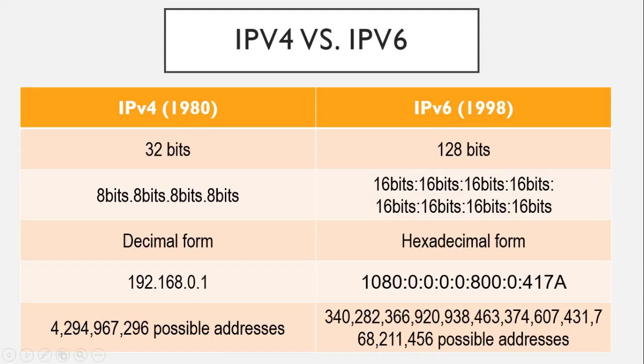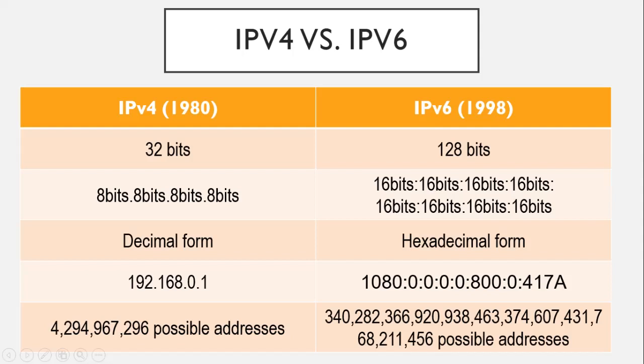So as you can see, after 18 years, they developed another protocol called IPv6, wherein compared to your IPv4, from 32 bits, it becomes 128 bits. It is written in this format, 16 bits, colon, 16 bits. So you have eight 16 bits, which is in hexadecimal form. The IPv4 uses the decimal form. So this is an example of your IPv6.